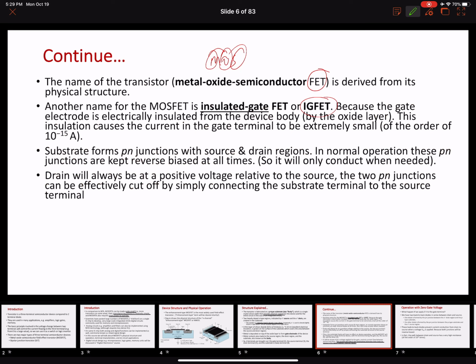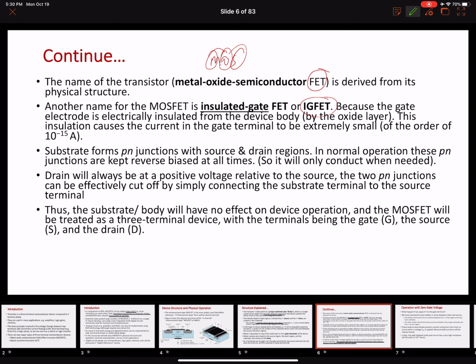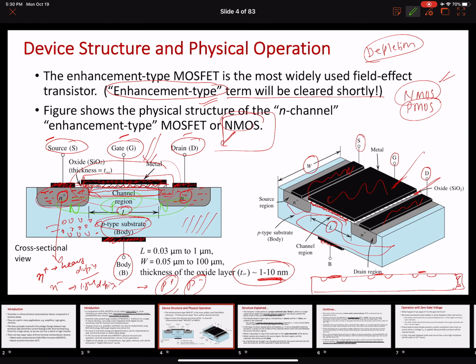So we have two PN junctions. In a normal off condition, the body is usually connected to the source. And in normal operation, our drain is usually at a higher potential as compared to the source. If our drain is at a higher potential as compared to the source, and you connect the body to the source as well, that will make sure that both of these PN junctions, the PN junction of the gate and the source, and the PN junction of the drain and the gate, are both reverse biased and cut off.